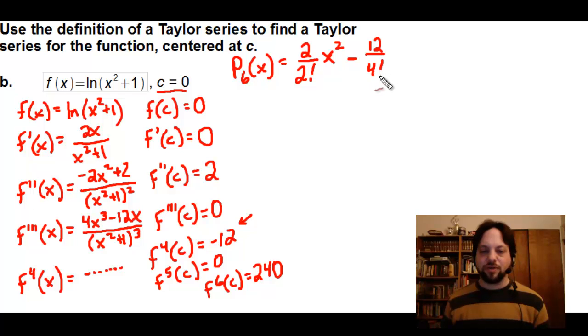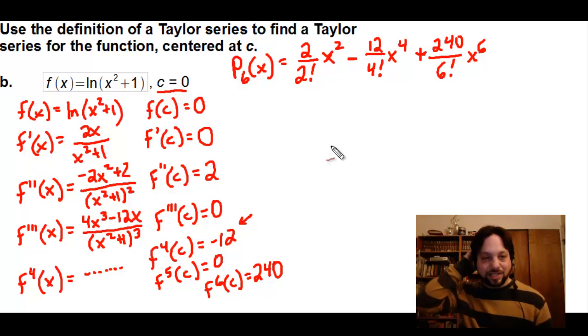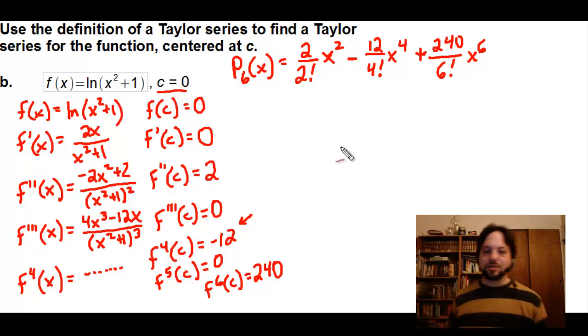I'll divide this by 4 factorial, and this will be x to the 4th. And now for my 6th term, this is going back to positive again. I'll have plus 240 divided by 6 factorial, x to the 6th. So, just looking at that, do you see any patterns?